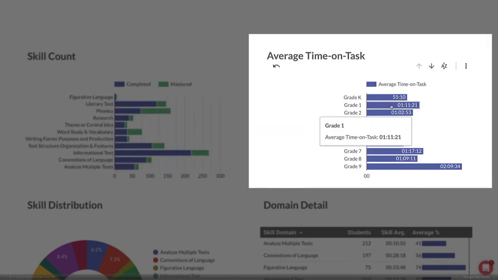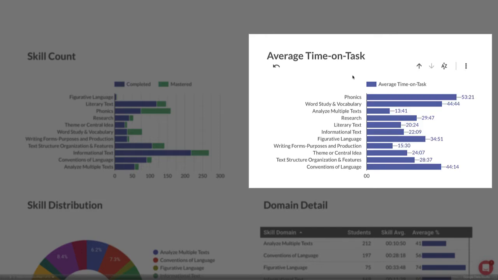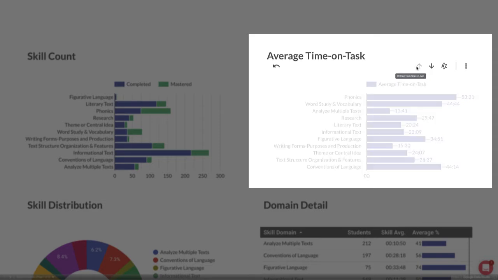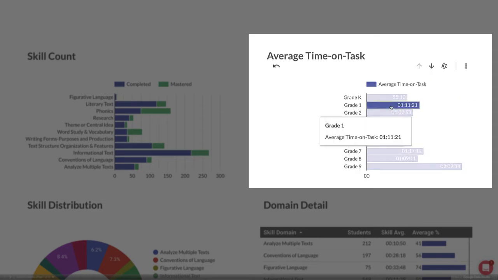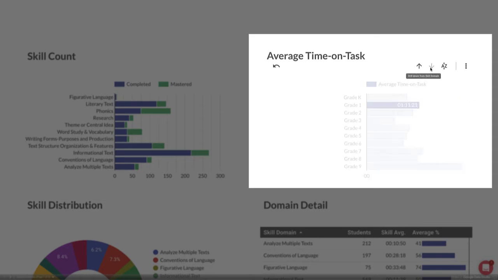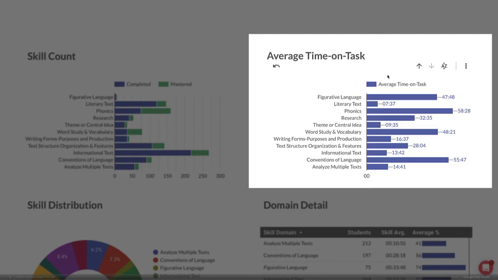This graph shows the average amount of time the students spent on their total skills during that time period by grade level. Click the down arrow to see the average amount of time spent on each of the domains that were included in those completed skills. Click on grade level and then the down arrow to see the average time spent on each domain included in those completed skills for that grade level.